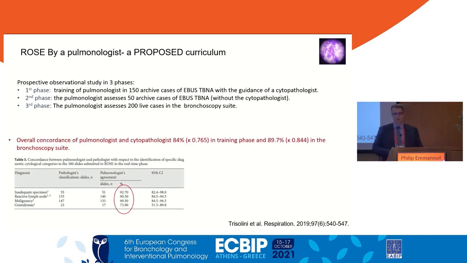When we do this curriculum, it seems that the pulmonologist can assess with good agreement whether there is a reactive lymph node, malignancy, or granuloma. So a pulmonologist can train to do ROSE quite capably.